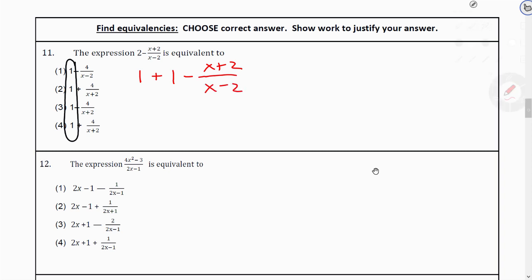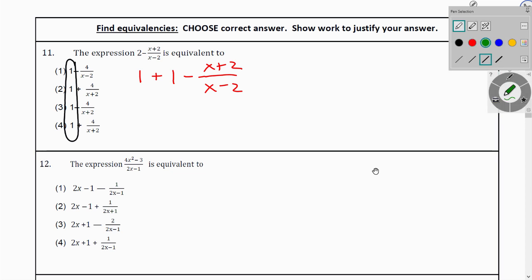And then I will take this 1 right here and make that into a fraction with the same denominator as this right here. So I'll make this as (x minus 2) over (x minus 2), minus, I still have my (x plus 2) over (x minus 2). And then I want to combine these next two fractions. I still have my 1.